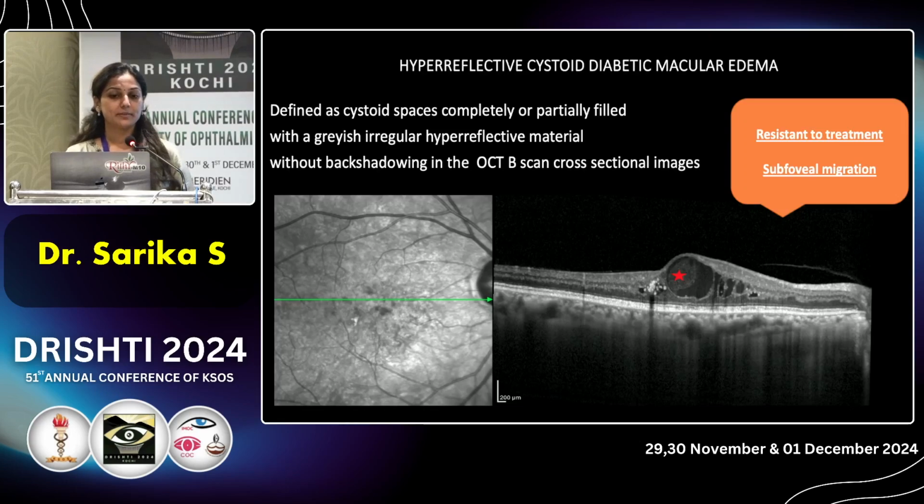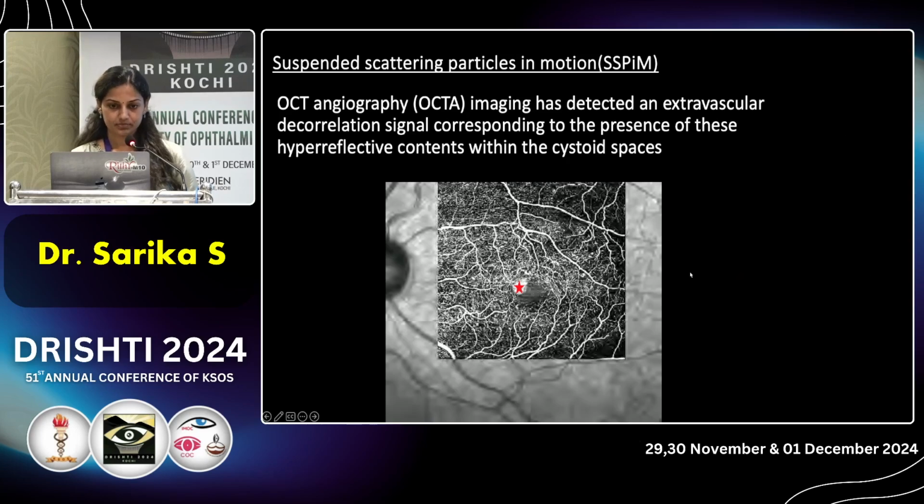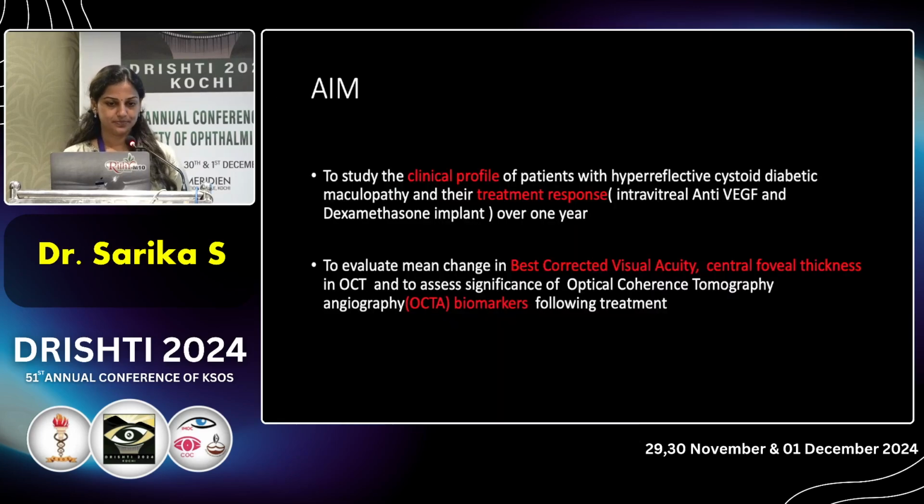Hyperreflective cystoid diabetic macular edema is defined as cystoid spaces completely or partially filled with grayish irregular hyperreflective material without backshadowing in the OCT B-scan cross-sectional images. The importance is that it is resistant to treatment and there is a risk of subfoveal migration. OCT angiography imaging has detected an extravascular decorrelation signal corresponding to the presence of these hyperreflective contents within the cystoid spaces, and it is called suspended scattering particles in motion.